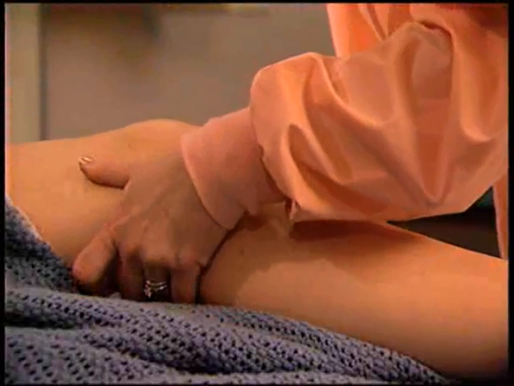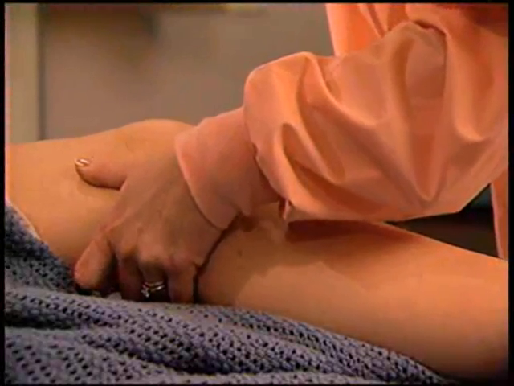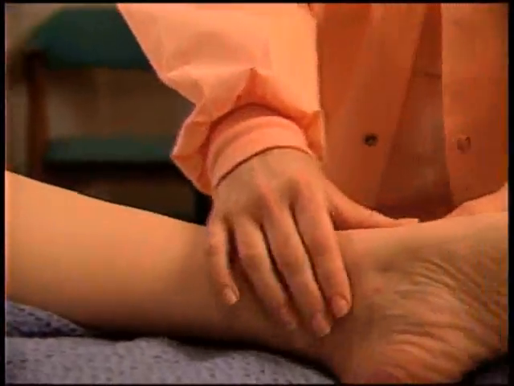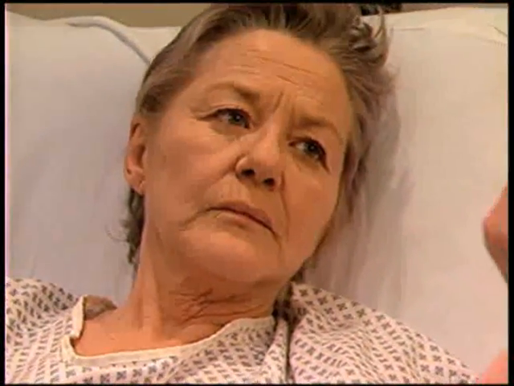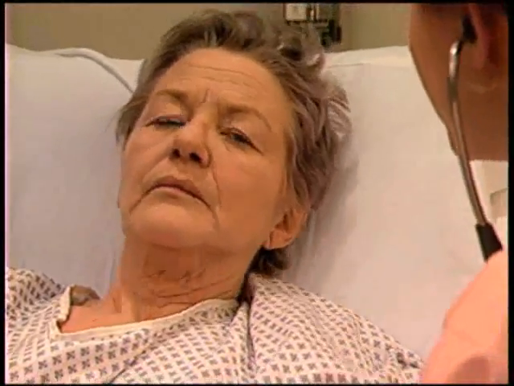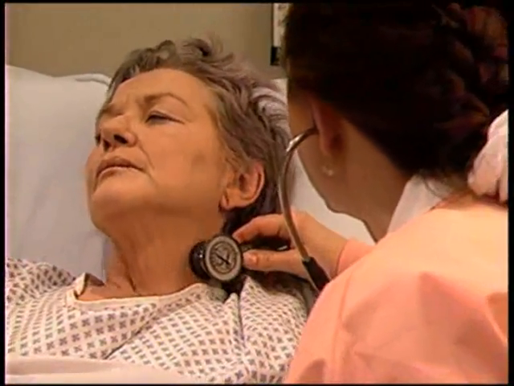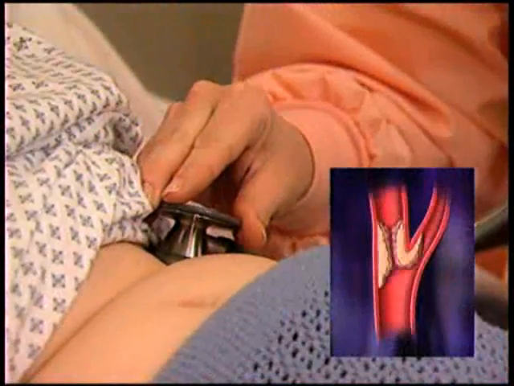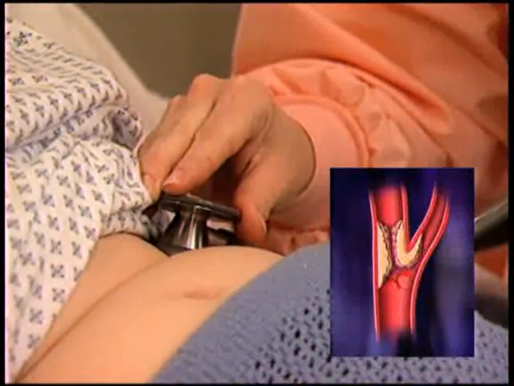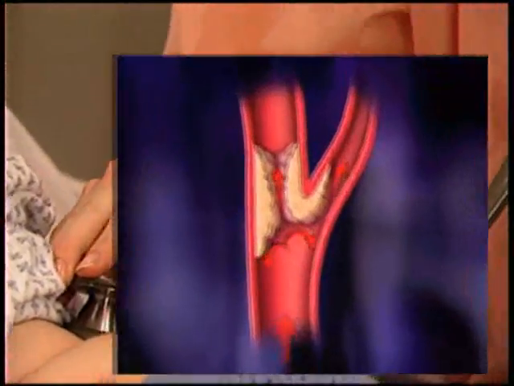Next, palpate the peripheral pulses. Like pain, a weak pulse can result from atherosclerosis. Also, auscultate the aorta and carotid, renal, and femoral arteries to detect bruits. These murmur-like sounds are caused by turbulent blood flow in arteries that are narrowed by atherosclerosis.